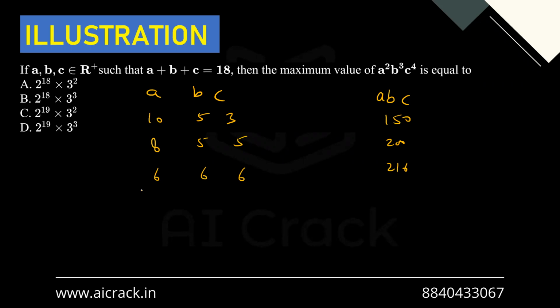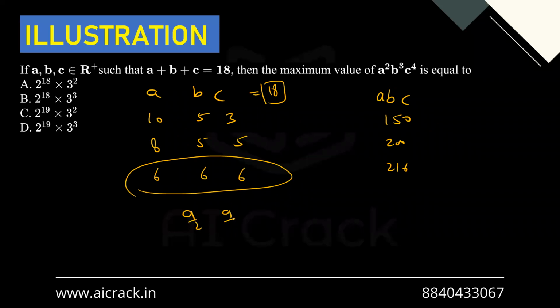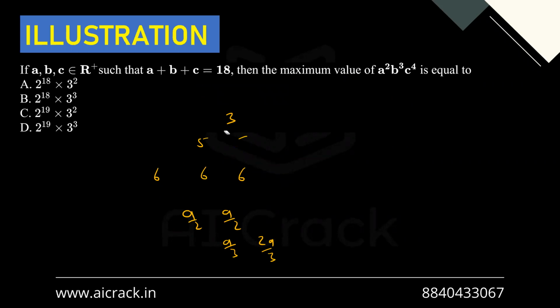Now I can clearly see that when I'm dividing the numbers into equal parts, the summation was 18, but when I have done the equal partition in all these three numbers, then I'm getting the maximum product. That is why I chose to divide A by 2 and A by 2 and not A by 3 and 2A by 3, because that would make these two numbers unequal, right? And in that case, our product won't be maximum, and we have to find the maximum value of this product.